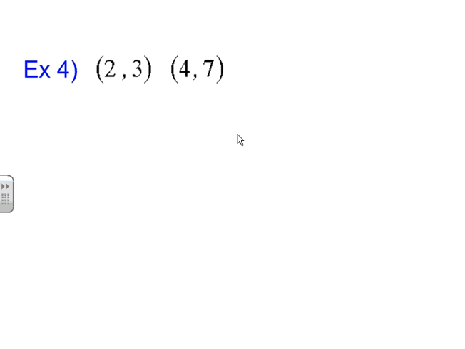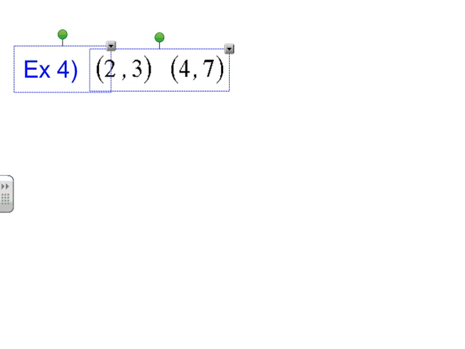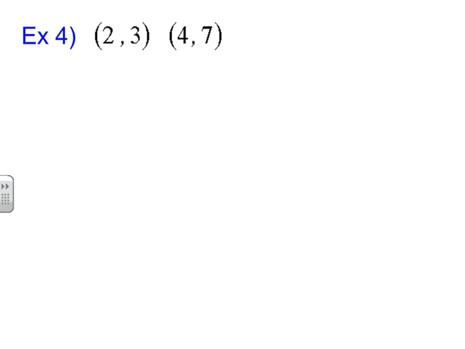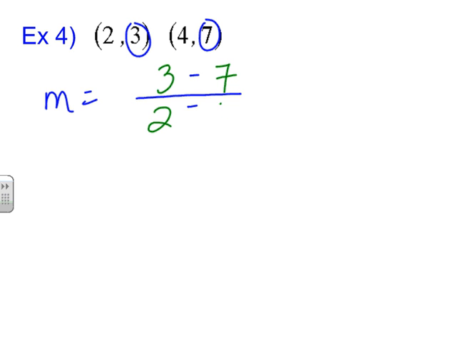So we'll take these points. We'll just deal with something that's all positive here. 2, 3, and 4, 7. And we're going to find the slope first. So using the slope formula, we're going to find the distance between these points. So I'm going to put 3 and 7, which is the rise or the y, in the numerator, and 2 and 4, the x, the run, in the denominator.